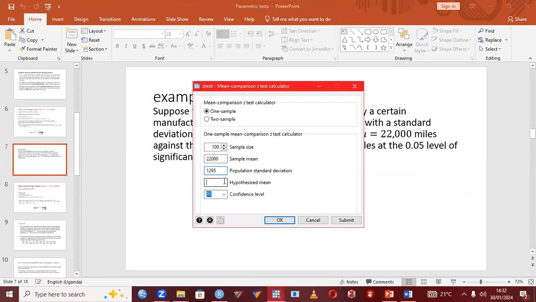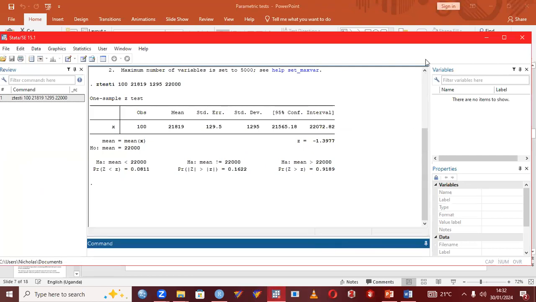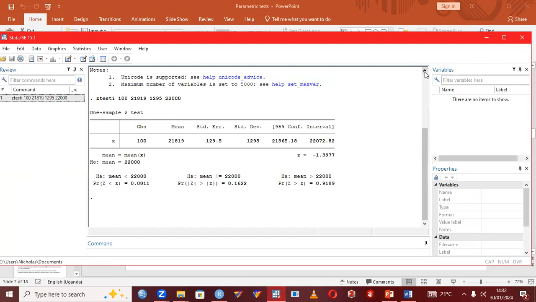And then the mean, which mean are we hypothesizing? Our hypothesized mean is 22,123. Then here the sample mean is 21,819. Altogether. So when you press OK, you are supposed to do what to bring out the computation of the output? Is that understood?